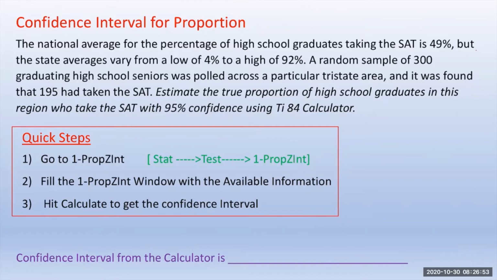Estimate the true proportion of high school graduates in this region who take the SAT with 95% confidence using a TI-84 calculator. So here the question is about the proportion, and we have to find the confidence interval for proportion. A few important pieces of information are given in the problem.